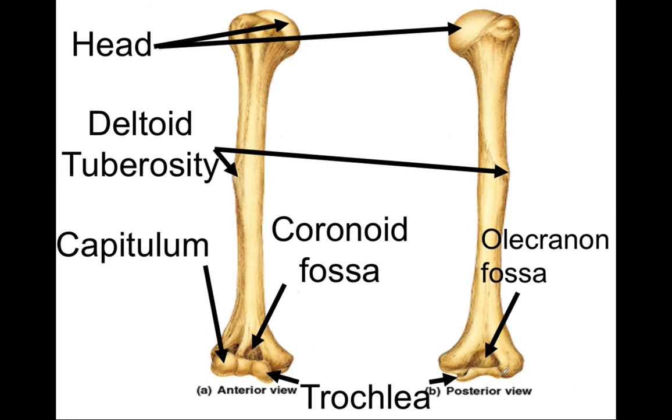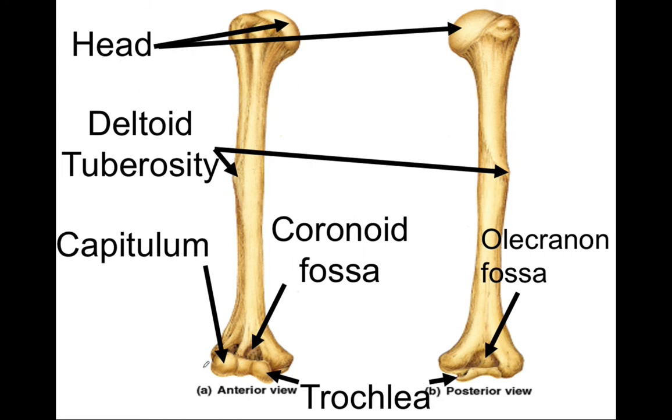From the posterior view, you can also see the trochlea back here. The trochlea forms this little groove, where a specific structure on the ulna, known as the trochlear notch, will nicely hug around the trochlea and allow for that contraction and relaxation of the forearms.